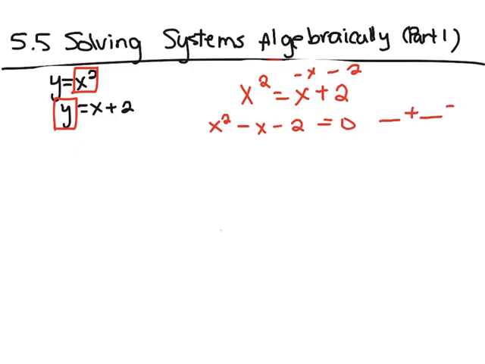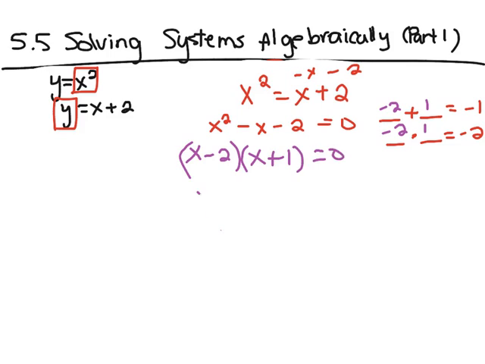So we need two numbers that add up to negative 1 and multiply to get negative 2. And our two answers are negative 2 and positive 1. So because the leading term is 1, we know we have (x minus 2)(x plus 1). So x is equal to 2 or x is equal to negative 1.